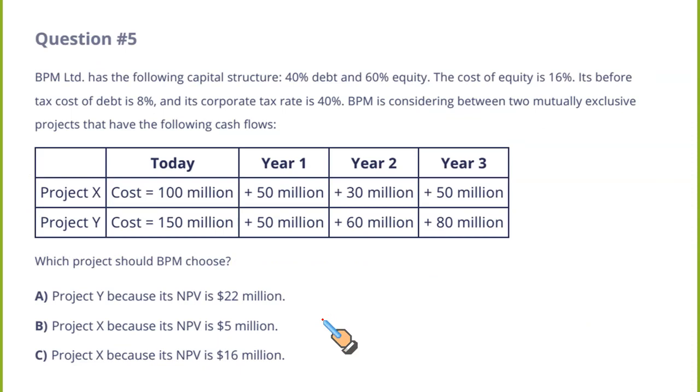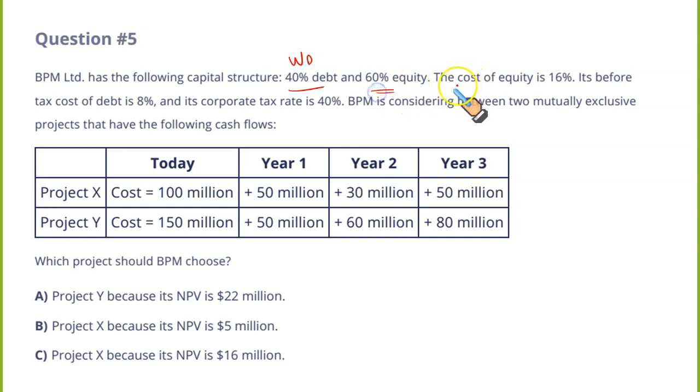Here we go. BMP Limited has the following capital structure: 40% debt. This is the weightage of debt. You can write it as WD. I do not go for niceties. I just need the numbers, plug them in the right place and get your result. Speed and time. You do not have the time for niceties.